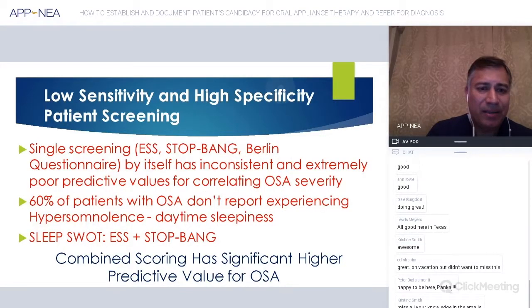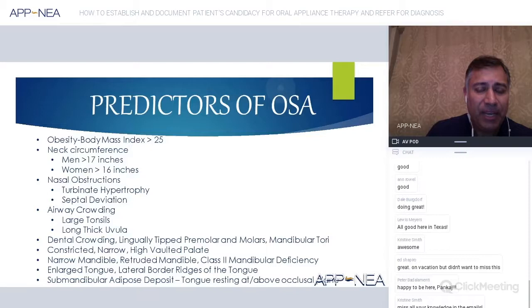We talked about how single screening is really not very efficient, that a combined scoring is necessary, and how 60% of the patients who suffer from sleep apnea don't actually report experiencing daytime sleepiness, hypersomnolence, as it's called. So we talked about the predictors of sleep apnea: large body mass index, a body mass index of 25, and large neck circumference. For men, it's 17 inches or greater. For women, it's 16 inches or greater.